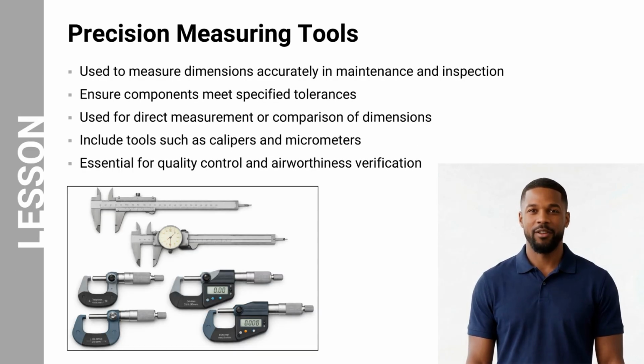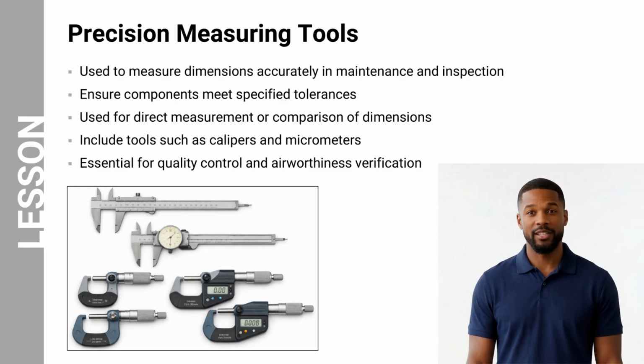Accurate measurement is fundamental to aviation maintenance, where even small deviations can affect safety and performance. Precision measuring tools are used to verify that components meet specified tolerances during inspection and maintenance. Unlike general measuring tools, these instruments provide higher accuracy and repeatability, which is critical when working with aircraft parts.